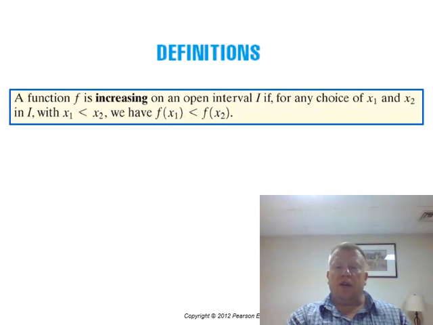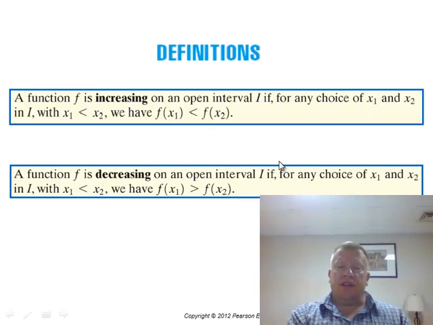Function is going to be increasing. Here's the algebraic definition. A function is increasing if you pick any two values of x on that interval where we're saying that the function is increasing, let's say x sub 1 and x sub 2 are any two points, and let's assume that x sub 1 is less than, or to the left of, x sub 2. Then in order for function f to be increasing, we say that f of x sub 1 is less than f of x sub 2.